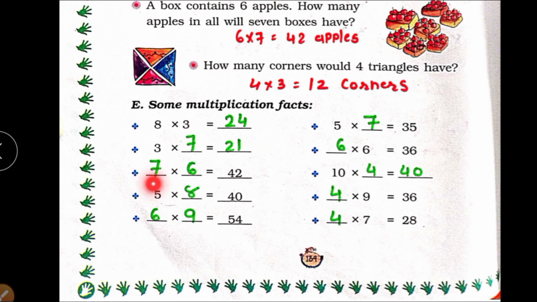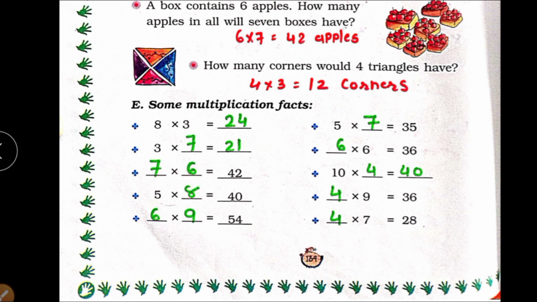Now next. Dash multiply dash equal to 42. Okay. In which table 42 will come? 7's table and 6's table. So you can write 7 6s are 42. Or 6 7s are 42.